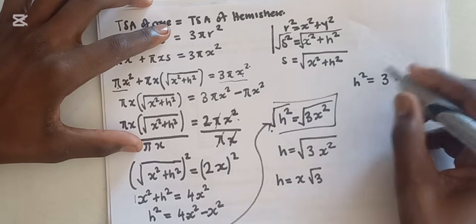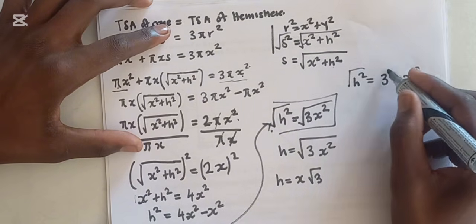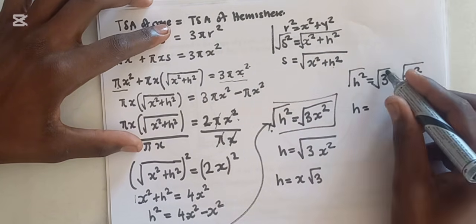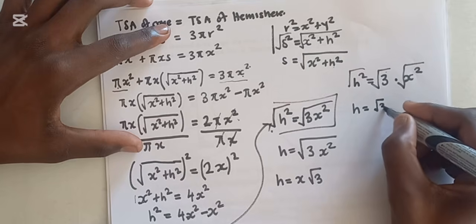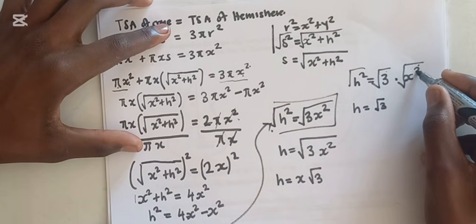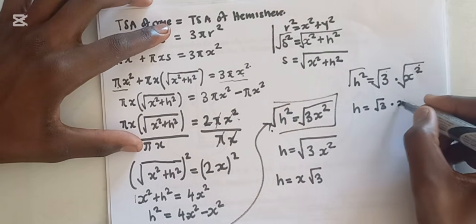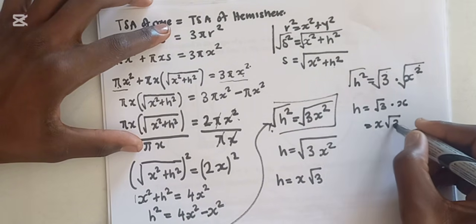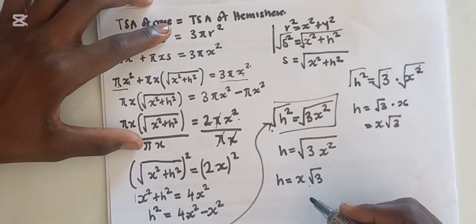So when we square root both sides, we're going to square root here and square root here and square root here. So this is going to be equal to h. So this is the square root of 3. The square root cancels the 2 that is here, so we're going to be left with x. So hence this one is the same as x root 3. Just in case you don't understand what is happening here.